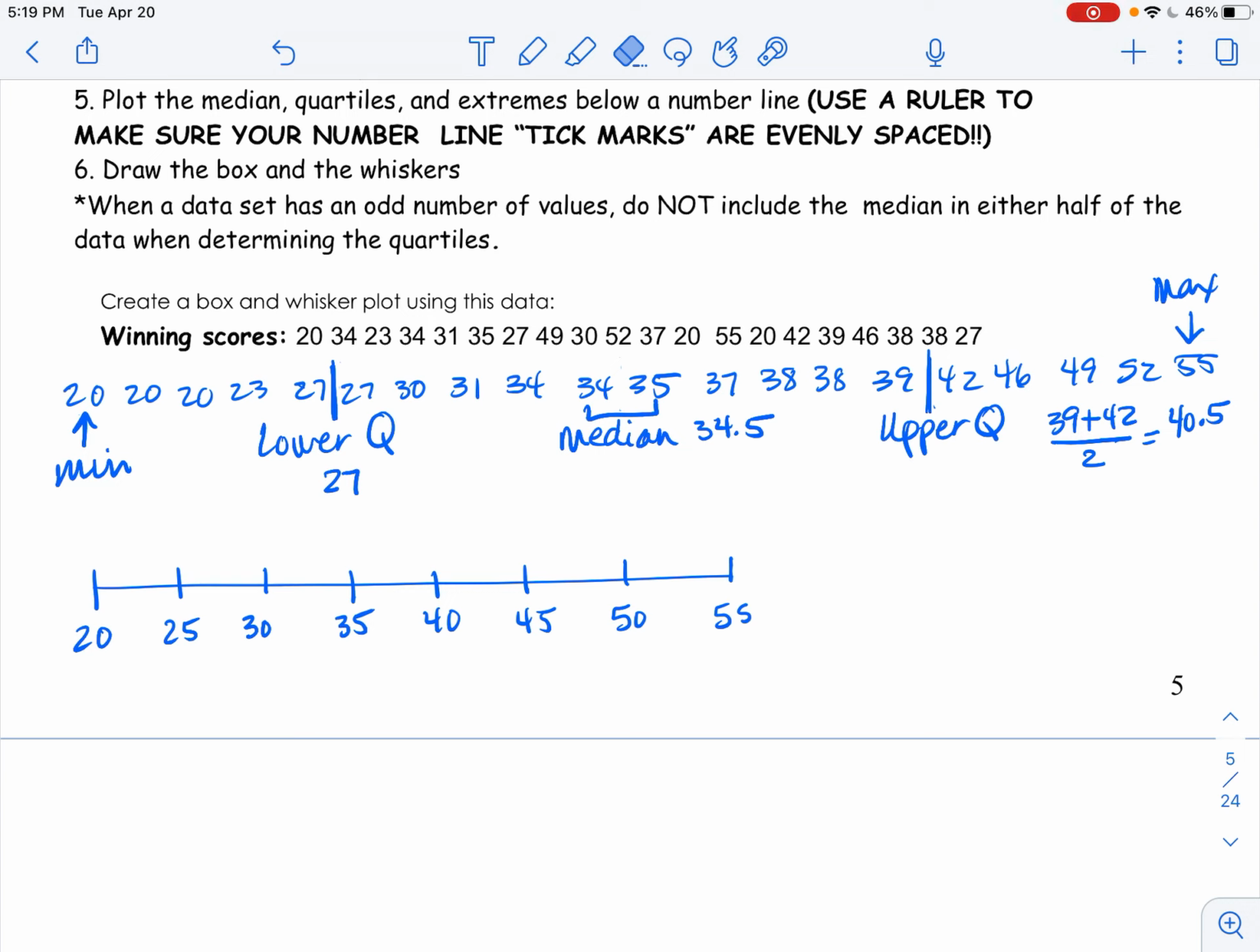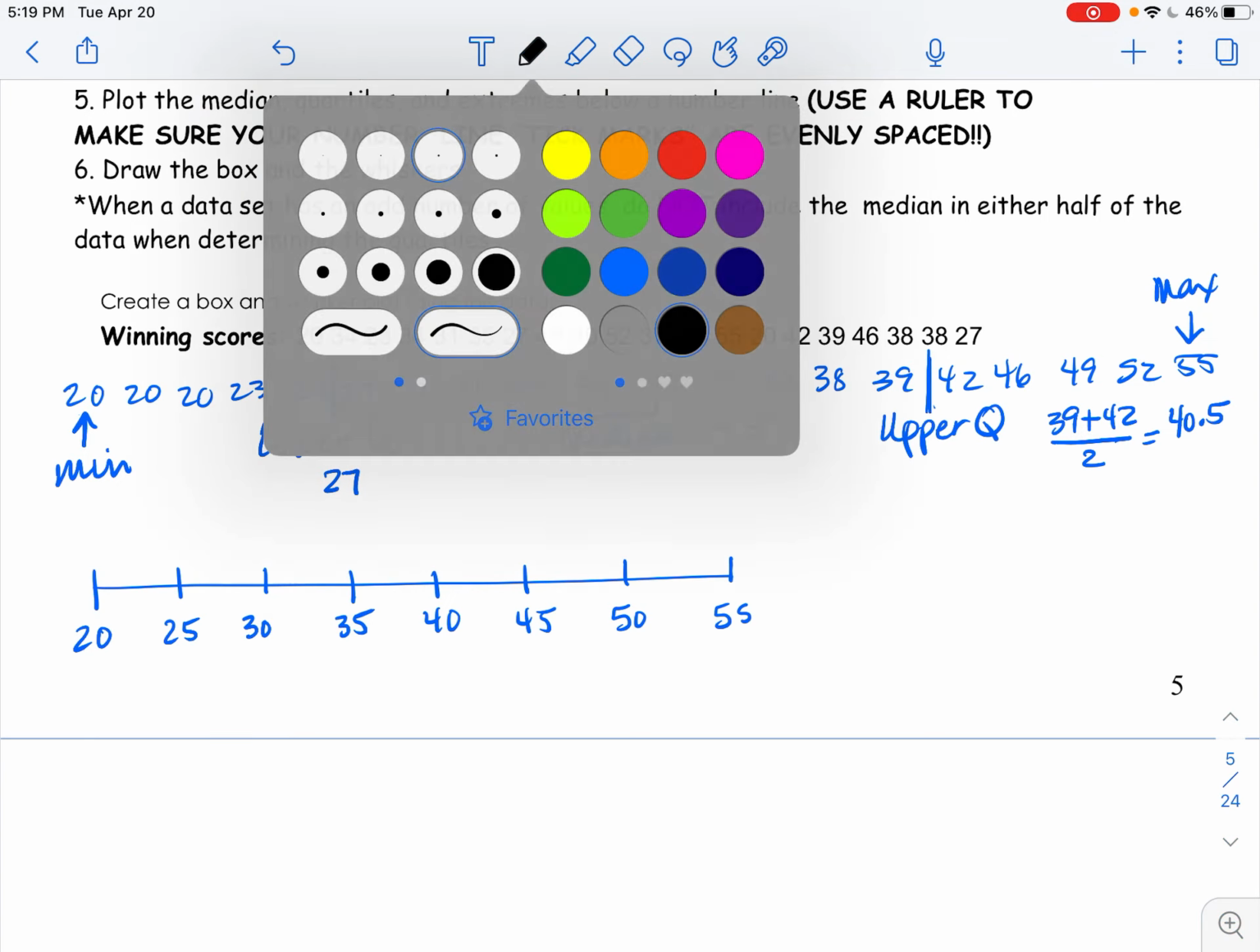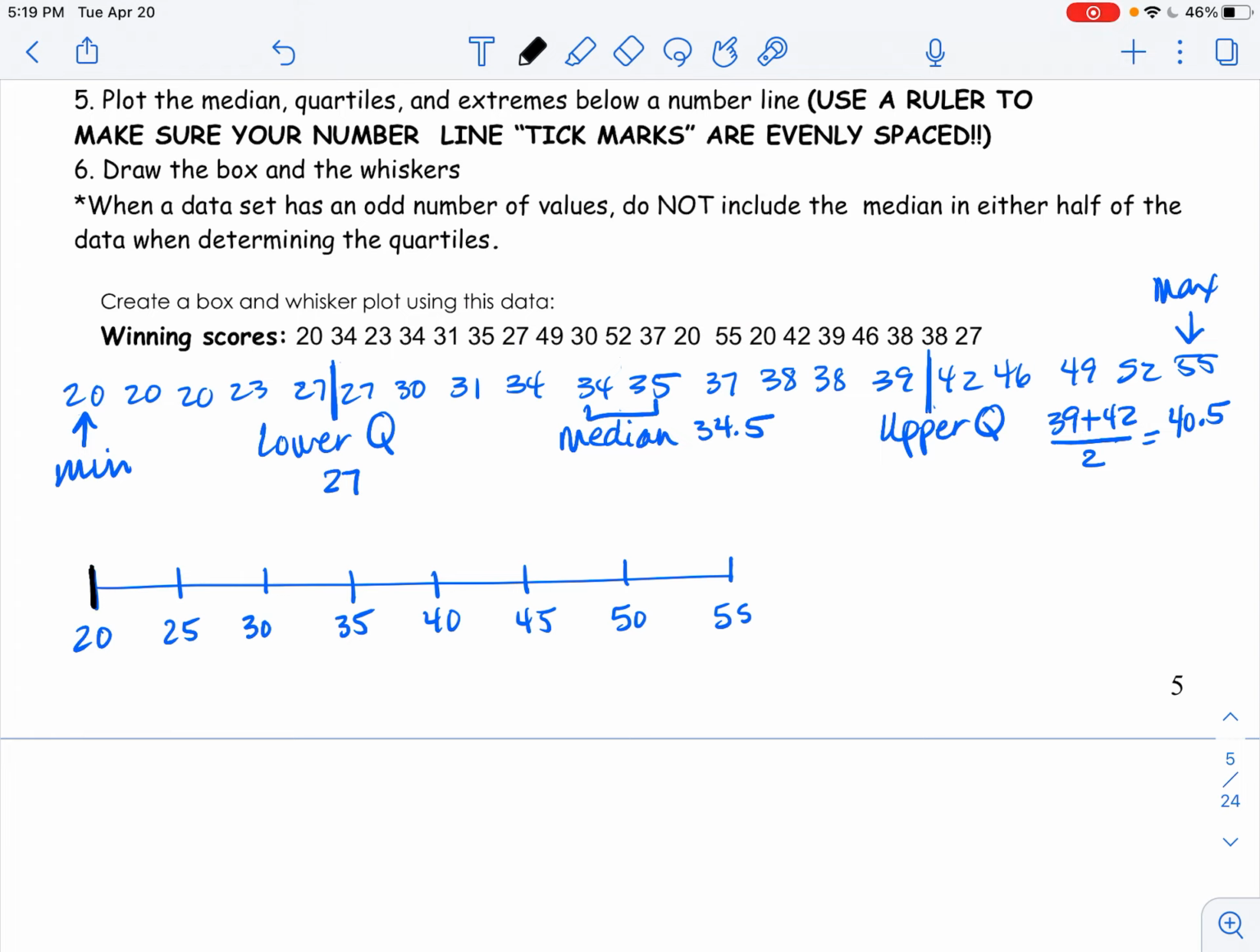And there we go. All right, so my box and whisker, I'm going to go ahead and mark off my minimum at 20, my lower quartile 27. This would be quartile 1. My median 34.5. And my upper quartile at 40.5. This is quartile 3. And then my max at 55. My box is going to be these middle 3, and my whiskers are coming out.